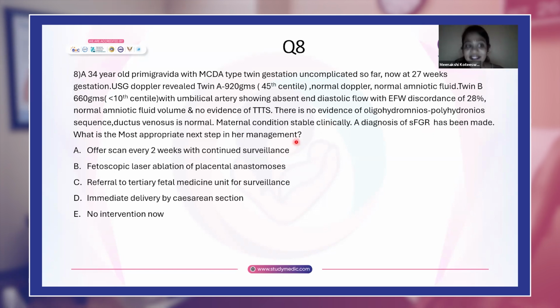What is the most appropriate next step? Offer scan every 2 weeks with continued surveillance.